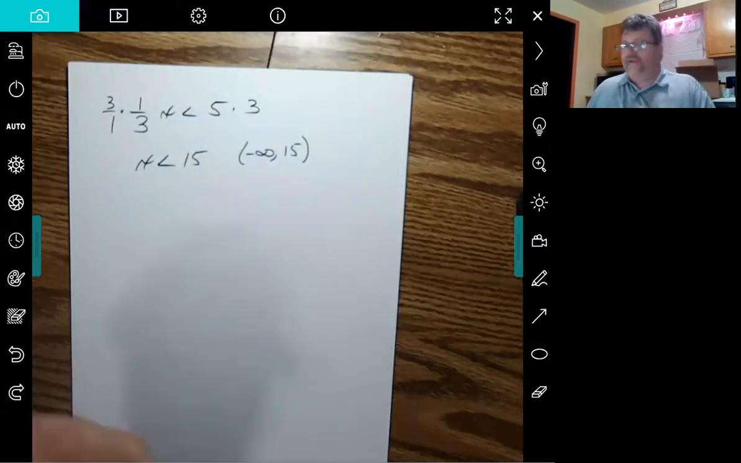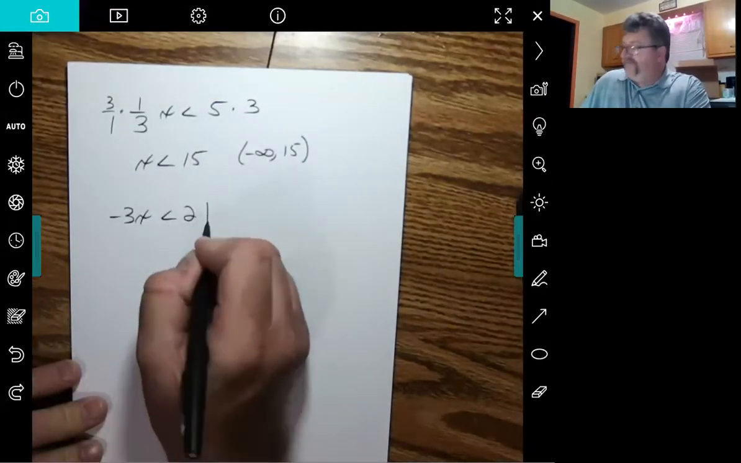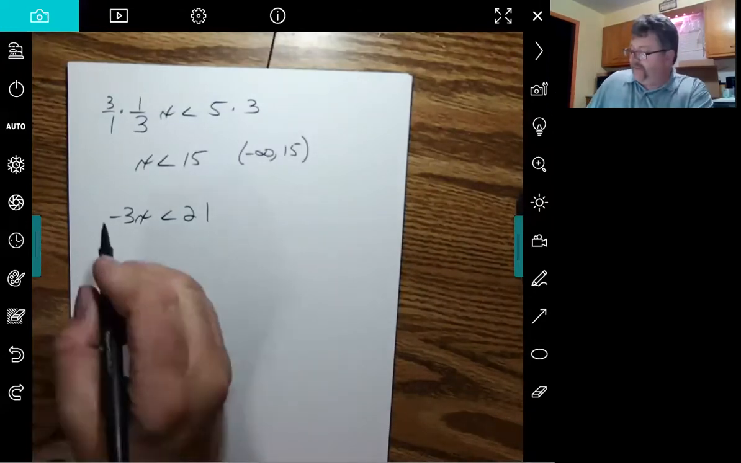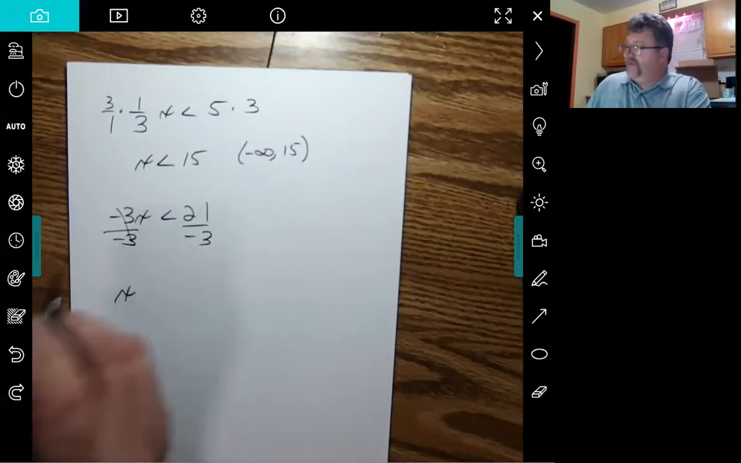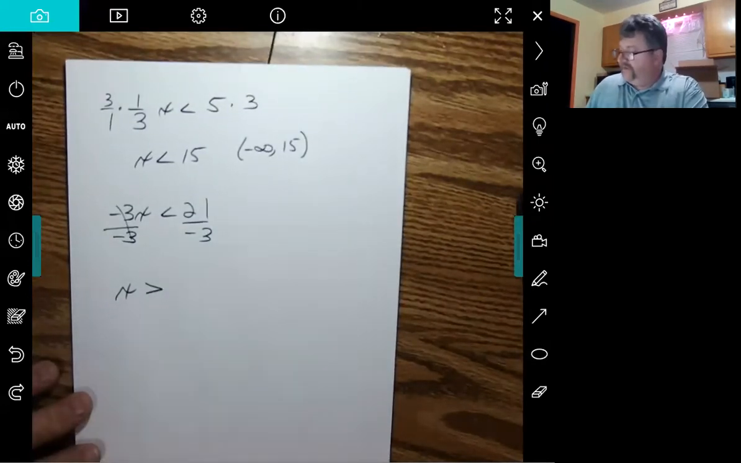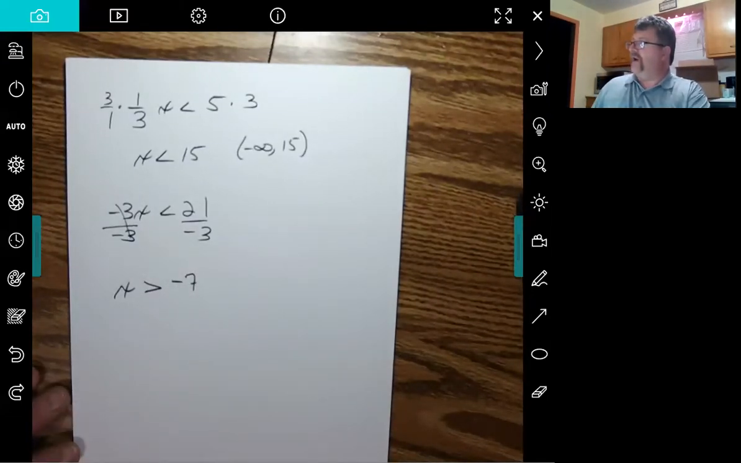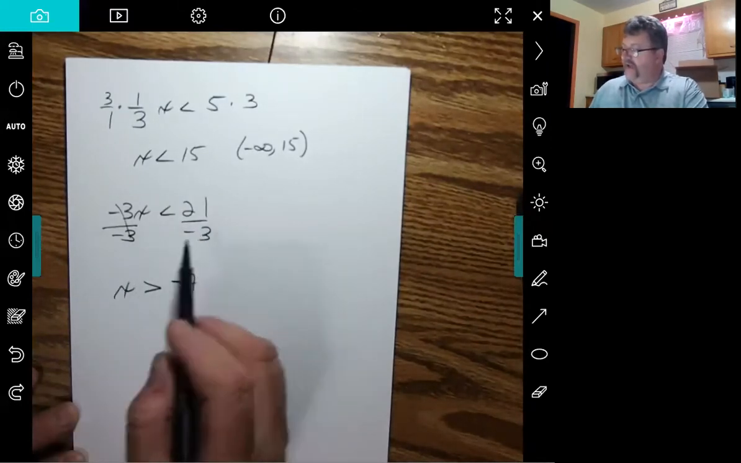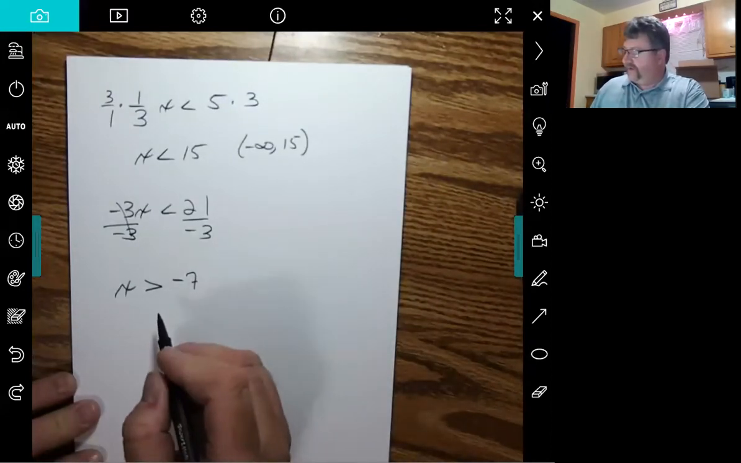Okay, here's where we've got to watch out. What if I had this problem? If I divide through or multiply through an inequality by a negative number, and I'm about to divide through by a -3, I have to take the inequality symbol and do the old switcheroo on it. It was a less than, now it's a greater than. Okay, so that's the only caveat with these inequalities. I'm going to switch the direction of the inequality only if I divide through or multiply through by a negative number. Now I've got x is greater than -7.